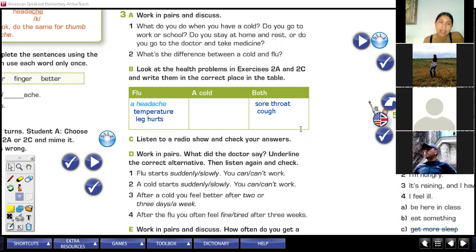Let's see. Now it says in here, because we're gonna listen to it again, but now we have to identify this information. So it says, what did the doctor say? Underline the correct alternative and then listen again and check. We're gonna first listen and check at the same time, okay? It says flu starts suddenly or slowly, you can or you can't work. A cold starts suddenly or slowly, you can or you can't work. And after a cold, you feel better after 2 or 3 days or a week. And after the flu, you often feel fine or tired after 3 weeks.